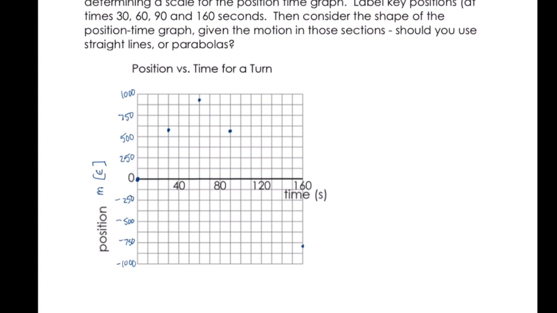So I'm going to color code mine just so that it's easier for you to tell, because it's going to be kind of harder to tell that my line is straight. So green is for straight. So from 0 to 30 seconds, we have a constant velocity. Okay, thus it's a straight line.